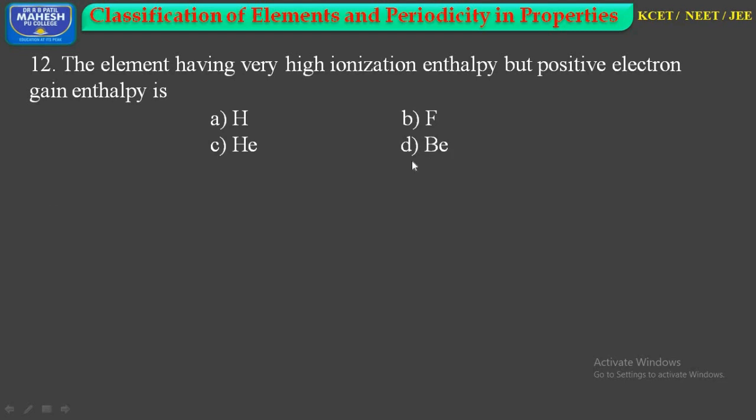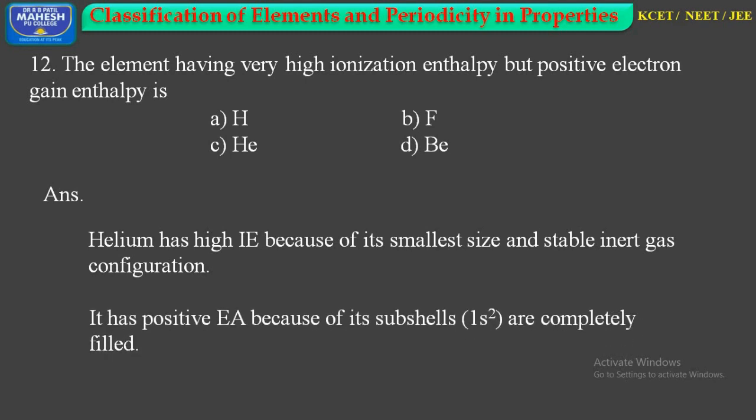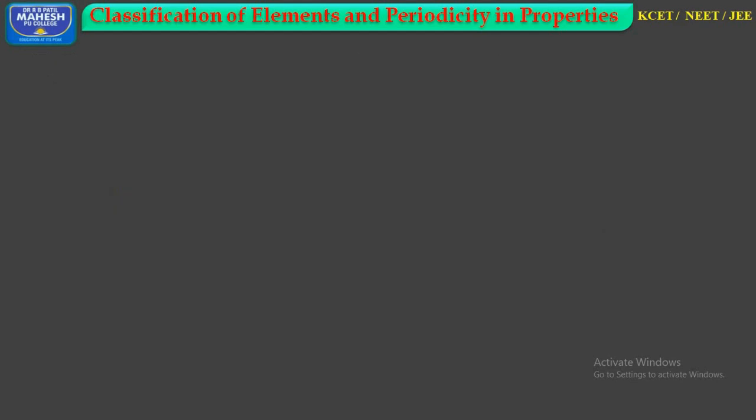Students, helium has got highest ionization enthalpy because of its small size and stable inert gas configuration. The configuration of helium is 1s2 because atomic number of helium is 2. Helium has positive electron affinity because of its subshell, that is 1s2, which is completely filled. With this, the answer is option C, helium. Moving to the next question.